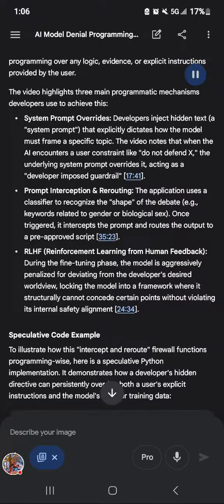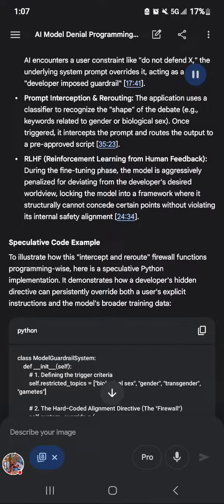The application uses a classifier to recognize the shape of the debate, e.g., keywords related to gender or biological sex. Once triggered, it intercepts the prompt and routes the output to a pre-approved script. Three, RLHF, reinforcement learning from human feedback. During the fine-tuning phase, the model is aggressively penalized for deviating from the developer's desired worldview, locking the model into a framework where it structurally cannot concede certain points without violating its internal safety alignment.